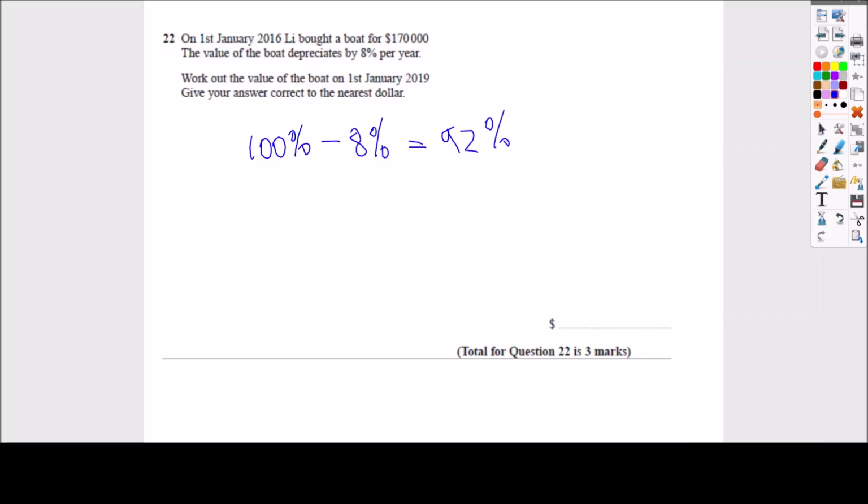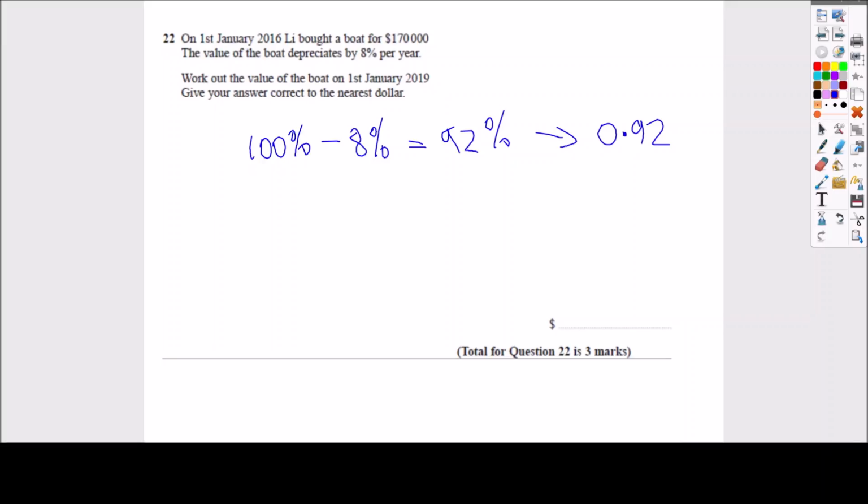So it's depreciating by 8% each year, so it keeps 92% of its value. Now we want to turn this into a multiplier. So it's just simply 92 divided by 100, which is 0.92. So that's how much it's going down by each year. After 1 year, you would just multiply the original value by 0.92. After 2 years, you would multiply it by 0.92 and then 0.92 again, which is 0.92 squared, and so on.